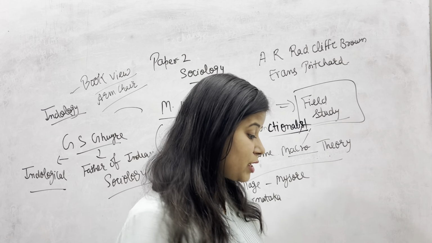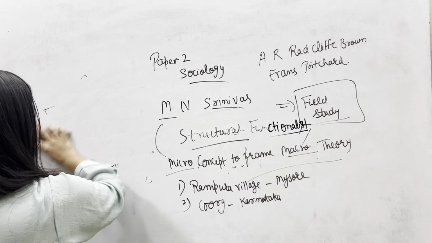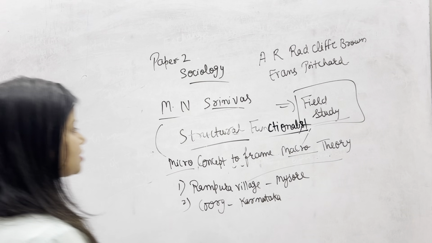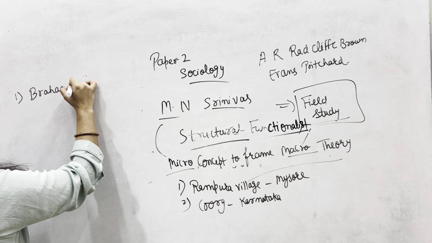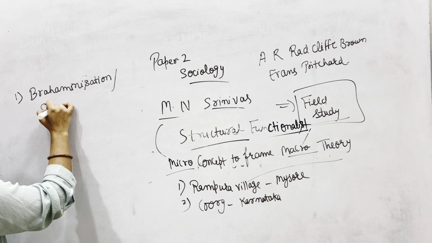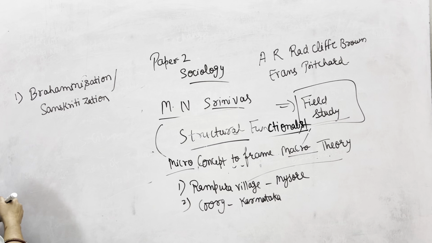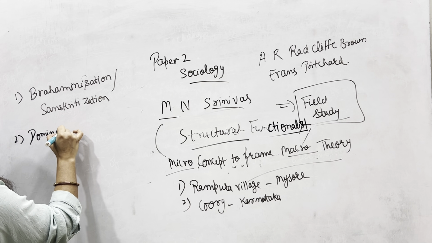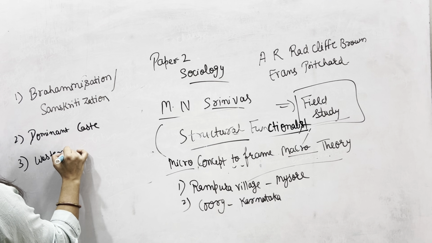What are his macro theories? We'll name certain theories, certain concepts given by M.N Srinivas, and later on we'll discuss all his concepts one by one in the further classes. So the first concept is Brahmanization. Later on he termed this Sanskritization. Then we have his concept of dominant caste. The other concept given by him is Westernization.